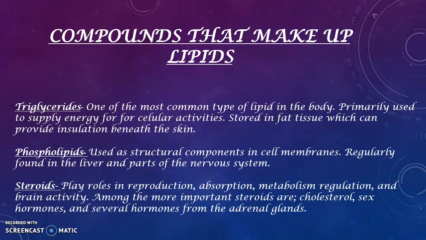Phospholipids are used as structural components in cell membranes, regularly found in the liver and parts of the nervous system. And steroids play roles in reproduction, absorption, metabolism regulation, and brain activity. Among the more important steroids are cholesterol, sex hormones, and several hormones from the adrenal glands.